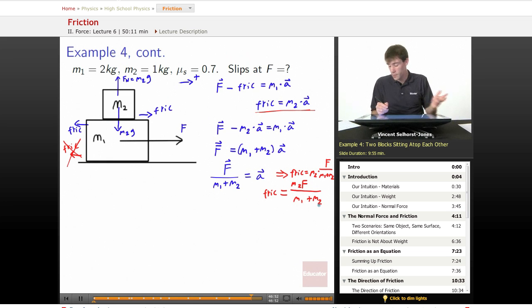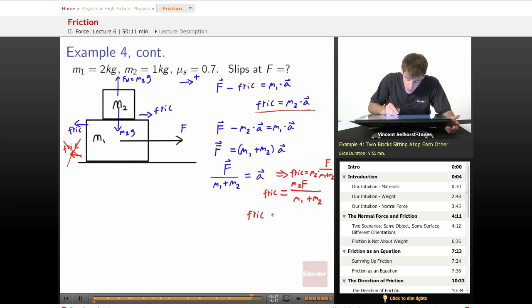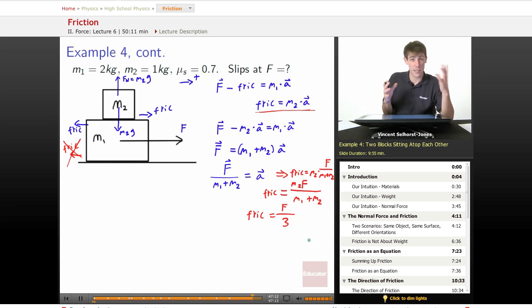What also is friction? So in this case, we've got that friction is equal to m2 was 1 kilogram, so F over 1 plus 2, 3. So friction's equal to F over 3, because that's the amount that it has to get. It's the share that the top block has to get because it has 1/3 of the total mass of the system, so it has to get its equal share for its mass to be able to move at the same acceleration. So the friction has to be equal to F over 3 for the acceleration to be the same between both objects. So what's the maximum amount of friction?